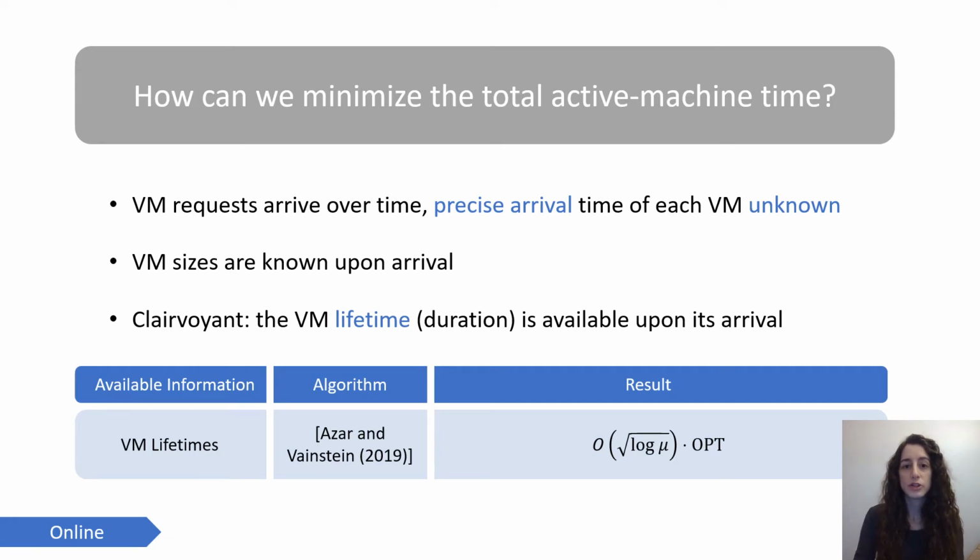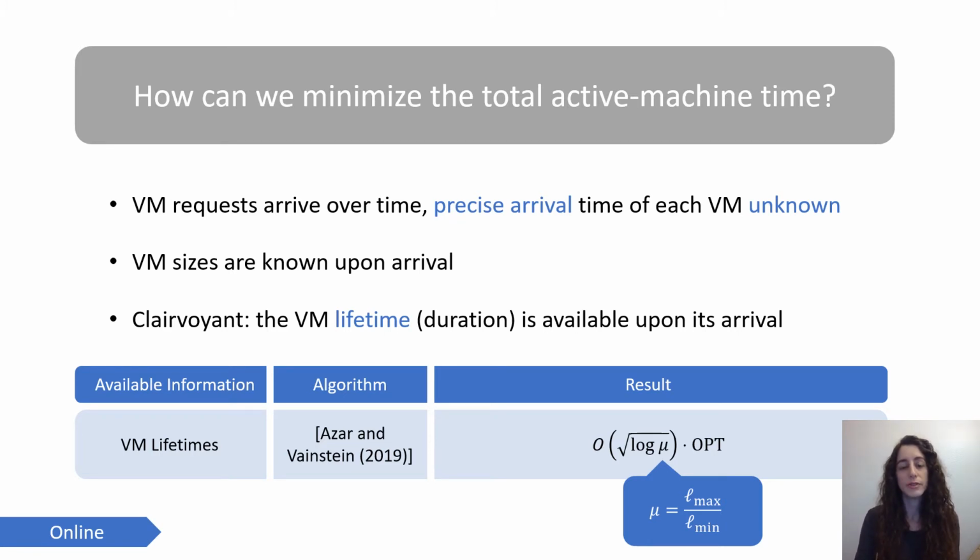The competitive ratio is a way to evaluate how well an online algorithm does. So it compares the solution of the online algorithm with the optimal solution for the offline case. For example, if we have a competitive ratio of 2, that means that the online algorithm pays at most double the cost of the offline one. Here, mu is the ratio between the longest and the shortest interval length. It can take large values in practice because the VMs can be very different.